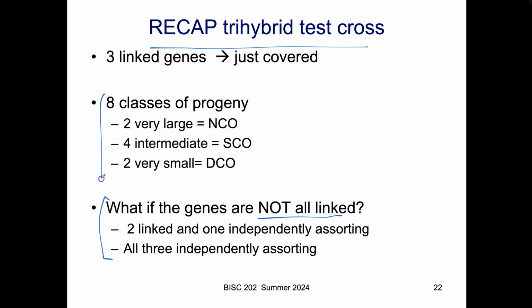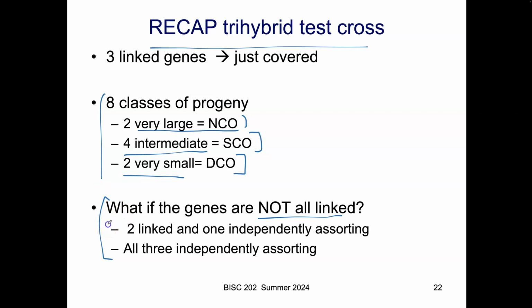If they're all linked, we're going to see these 2 really large categories, 4 in-between categories, and 2 that are very small, and we know that's because you have the non-crossover ones, a bunch of single crossover ones, and then a couple of double crossover ones. And that's a diagnostic pattern. Scientists are always looking for patterns, right? Especially in genetics. And being able to recognize those patterns is part of the work of learning genetics.